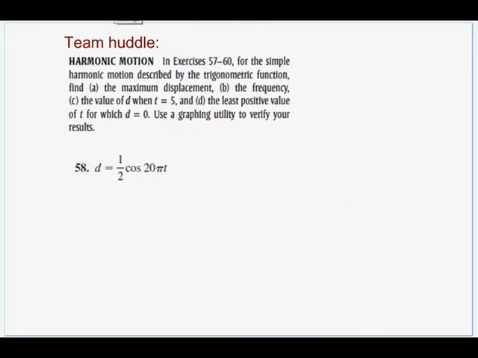Okay, there's only one problem for the huddle here, and it's just like that last example. It's a 4-parter. So pause the video, give this problem a shot, turn the video back on, and see how you did.